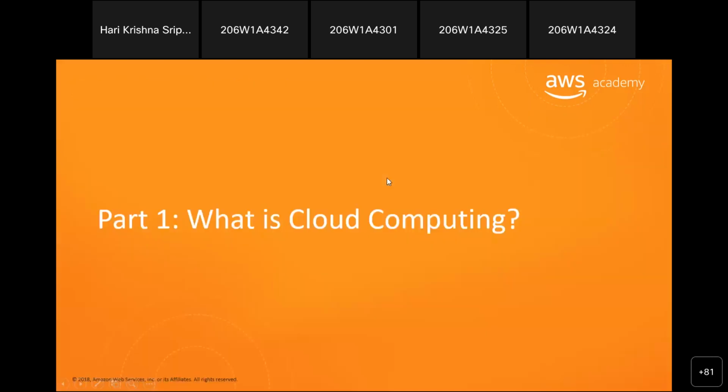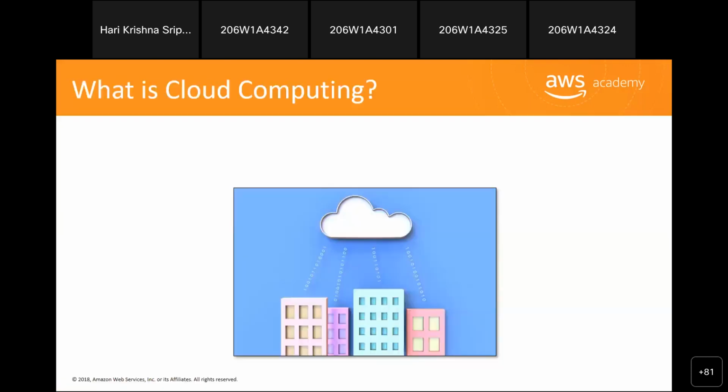Right, so what is cloud computing? I think this will give you another example to understand cloud computing better. Here you can see four buildings are there.